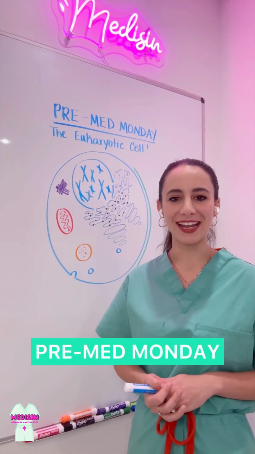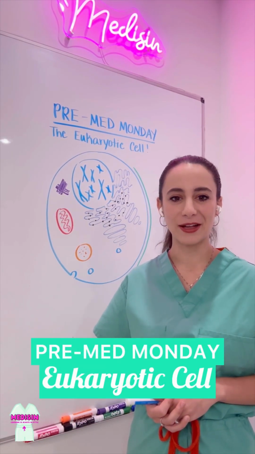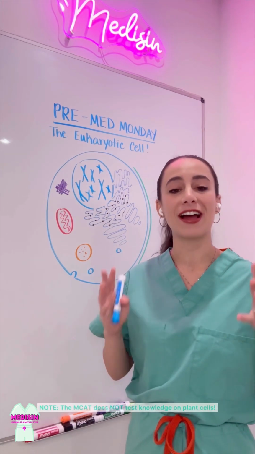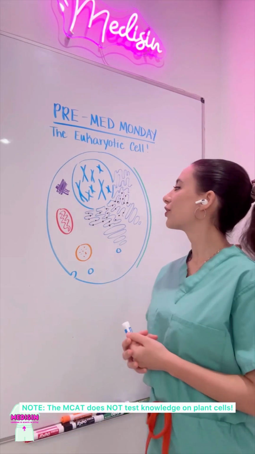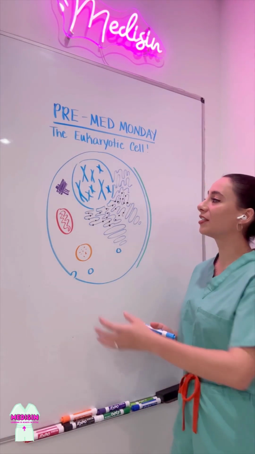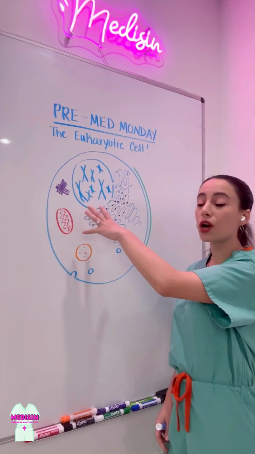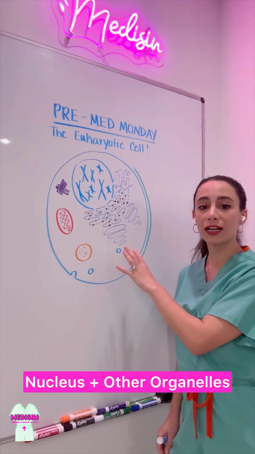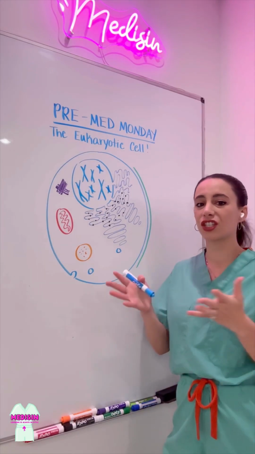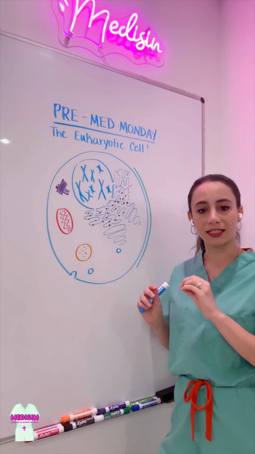On today's Pre-Med Monday, we're going to discuss the eukaryotic cell, particularly the animal and fungal eukaryotic cells, because those are the ones that are heavily tested on the MCAT. So first, we have to discuss what makes a eukaryotic cell so special, and that is the presence of a nucleus or a bunch of different compartments called organelles throughout the cell. This is different from prokaryotic cells where everything's just dumped in there without any compartmentalization.